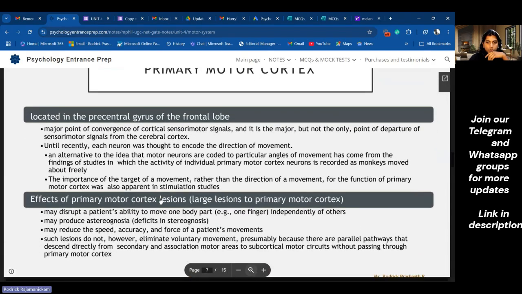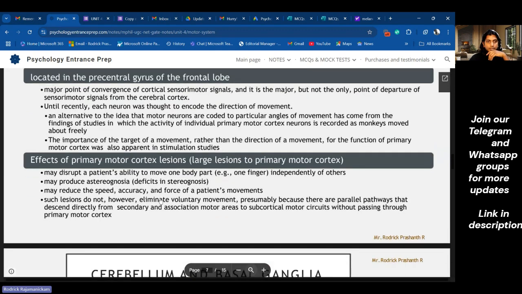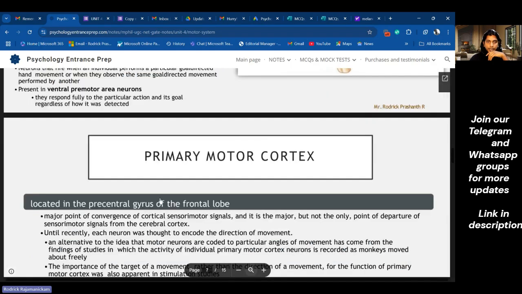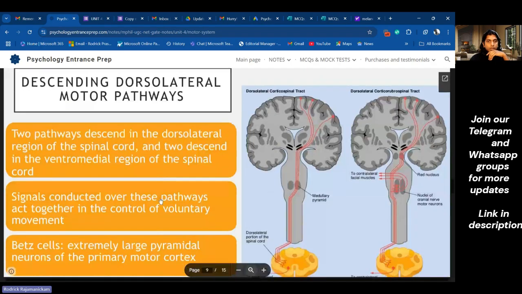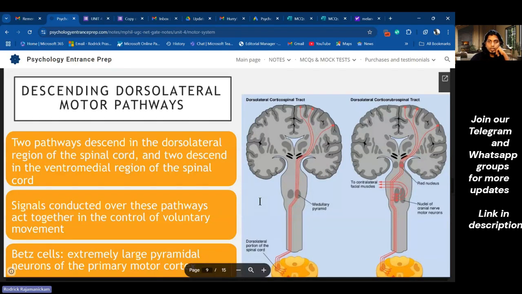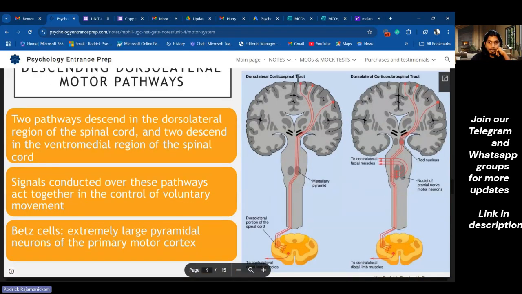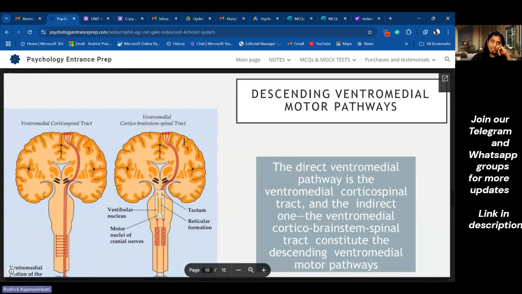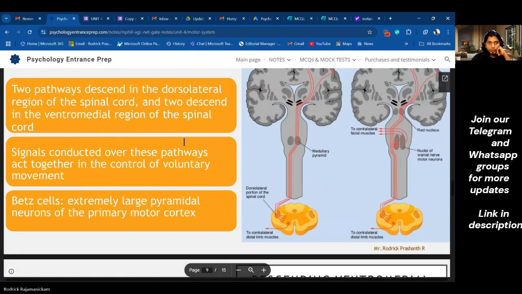We have the primary motor cortex. Do we see Betz cells here or the secondary motor cortex? We don't see it in either of them. All right. Anyway, these are the descending pathways which we talked about. So we have the dorsolateral and we also have the ventromedial, which are again divided into two. Oh, Betz cells are also mentioned here, which are part of the primary motor cortex, which is correct.